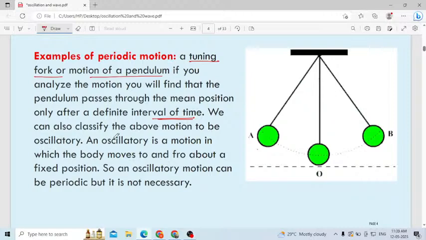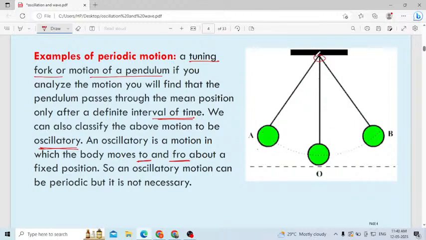We can also classify the above motion as oscillatory. We can consider this as an oscillatory motion, and periodic motion also. Why is it an oscillatory motion? Because the pendulum starts oscillating like this periodically. Next, an oscillatory motion is a motion in which the body moves to and fro about a fixed position. Here you can observe this bob. This pendulum oscillates in a to and fro motion about a fixed point.